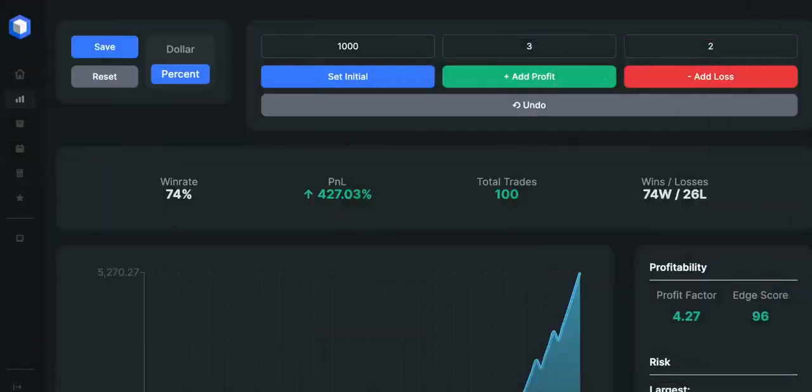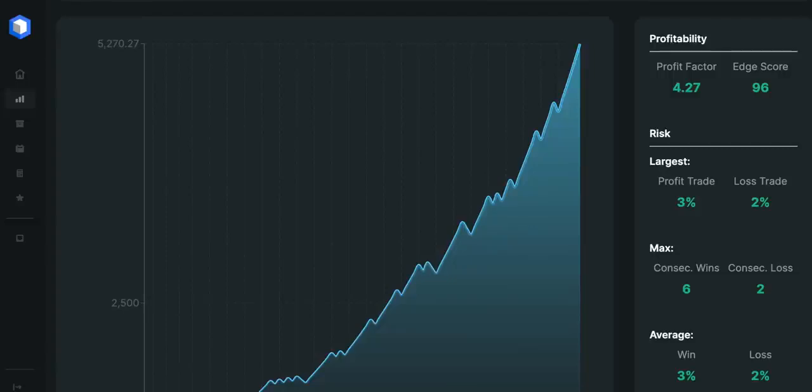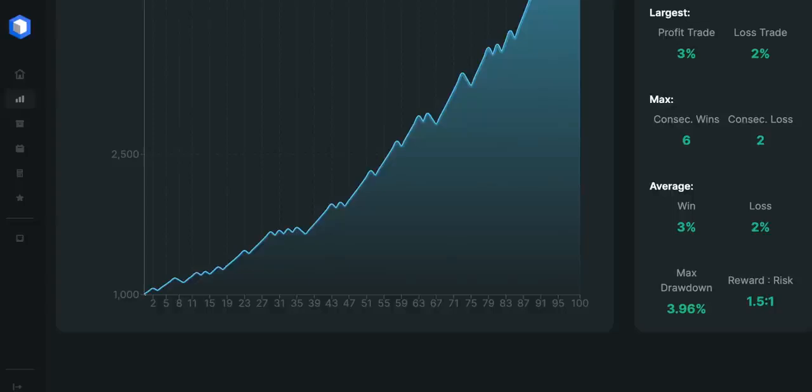Okay, so I tested the strategy 100 times. I found those setups within 4 months. As we can see, the results are crazy good, just like I promised at the beginning of this video. The win rate is 74%, and we gained 427.03% of profit on our account. The profit factor is 4.27, and we had 6 consecutive wins against 2 consecutive losses. The maximum drawdown does not exceed even 5%, which is really impressive.